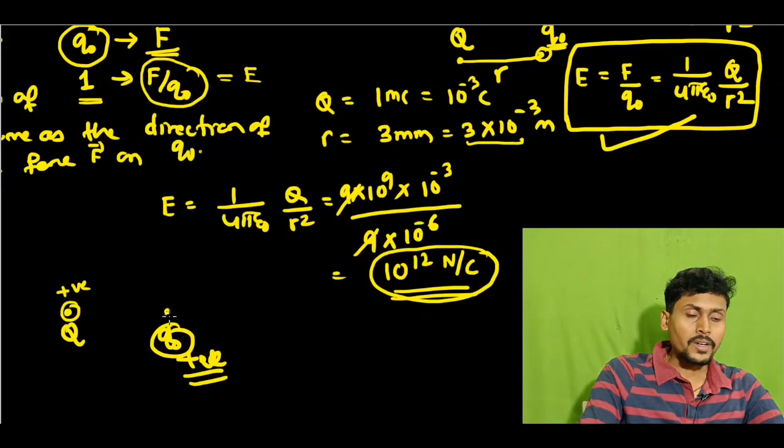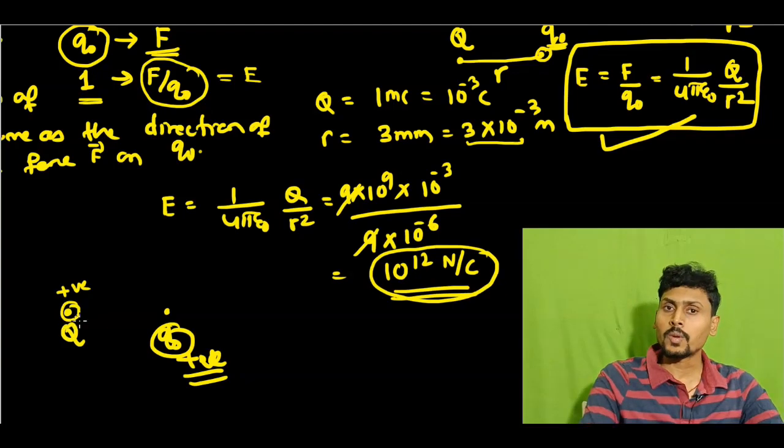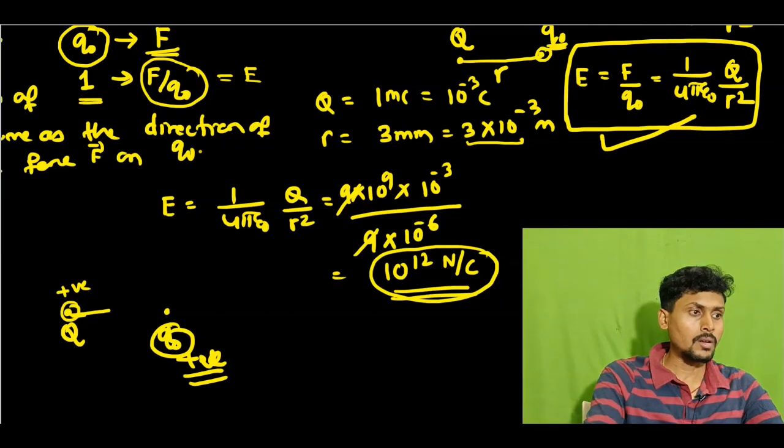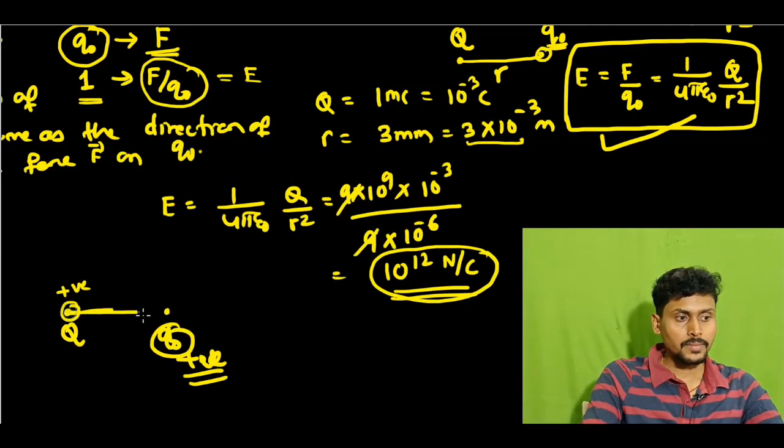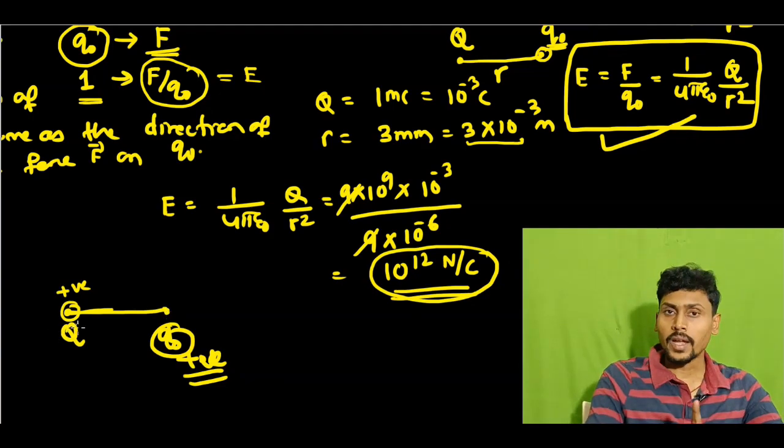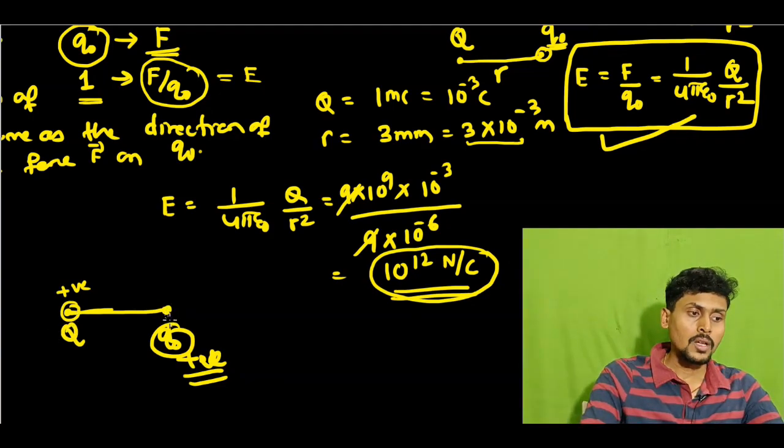So if you place the test charge here, it is always positive, and I have taken the source charge to be positive. Join the two charges using this line like this. And you know that coulombic force is a central force. The force will act along this line.